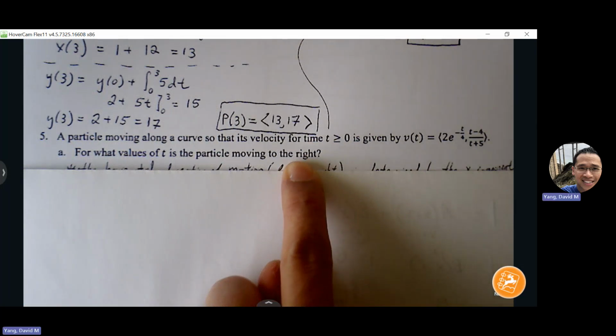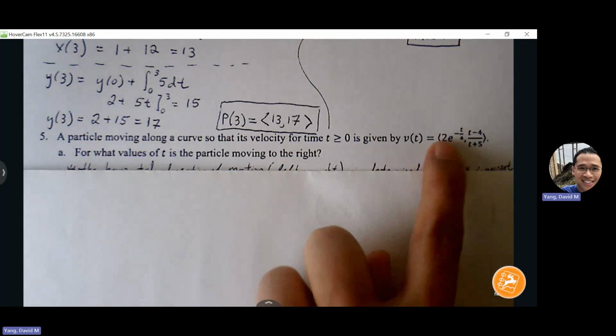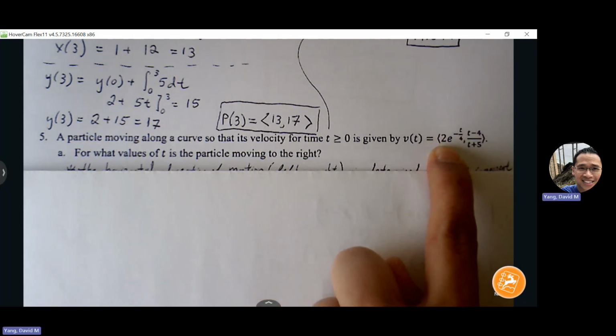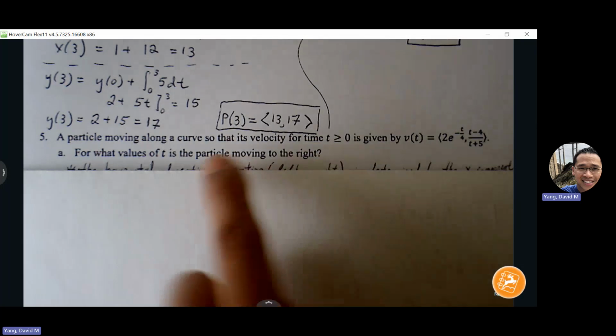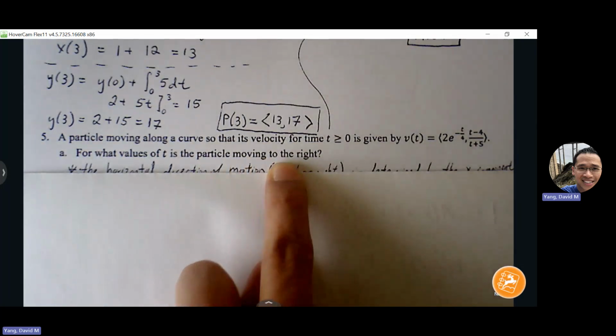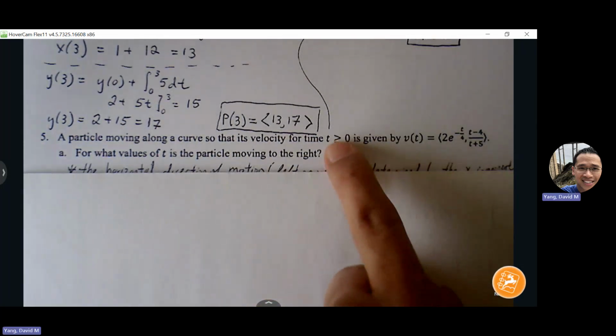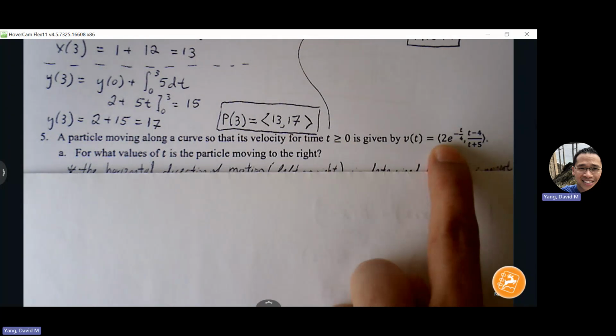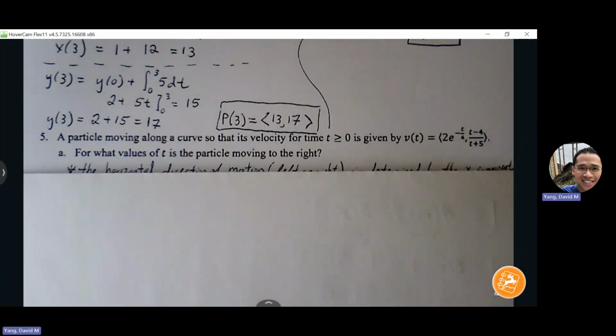Moving to the right would mean my horizontal component is what? Positive. So is this ever going to be negative? It's always positive, right? So we can say that this particle is always moving to the right. As long as our t value is greater than or equal to 0, we're never going to experience a horizontal velocity that is negative.